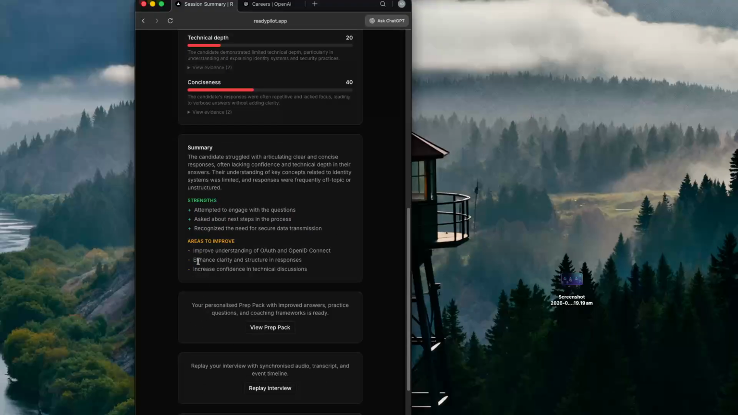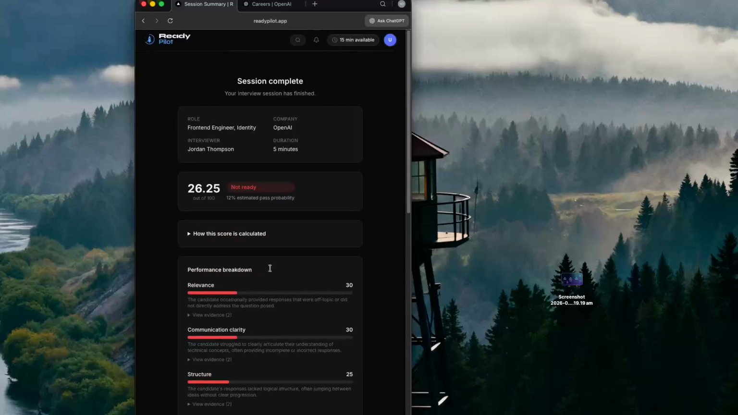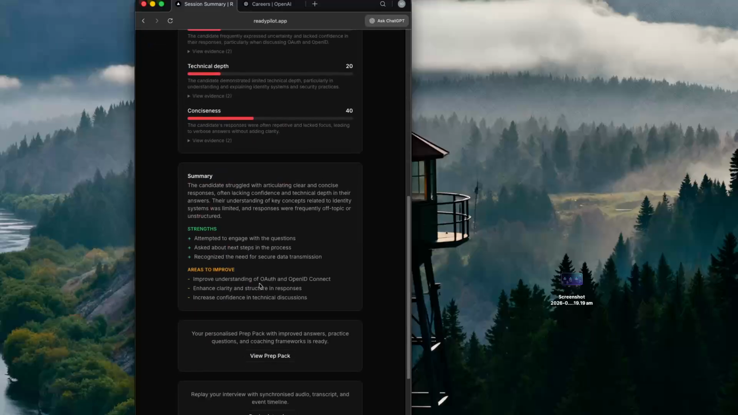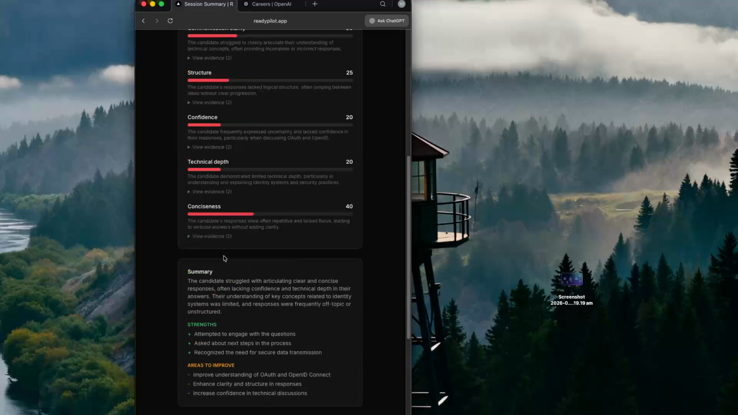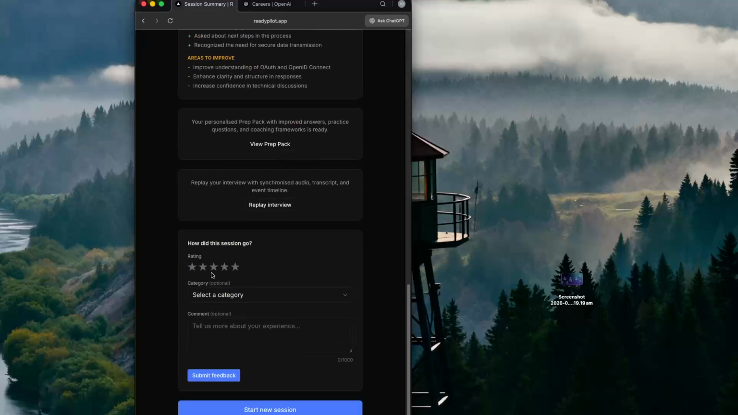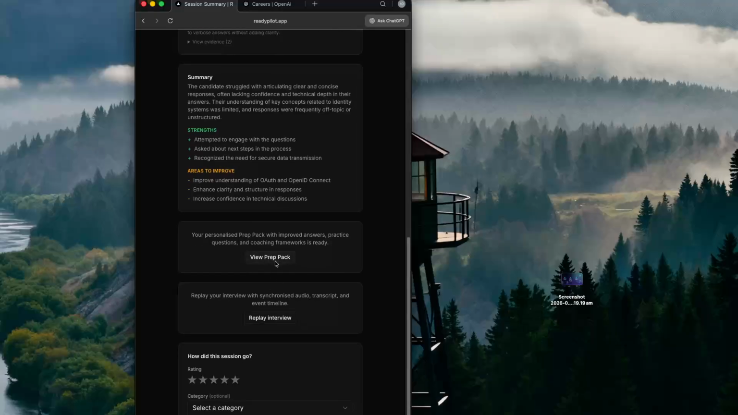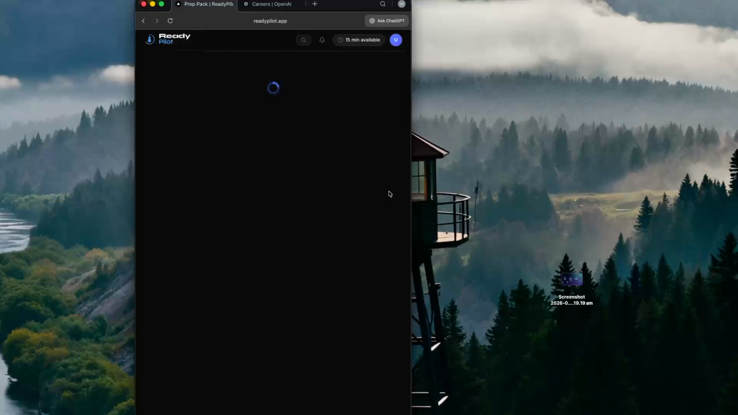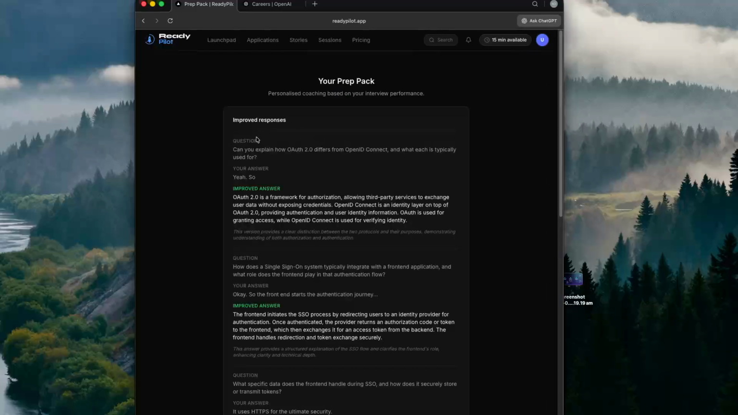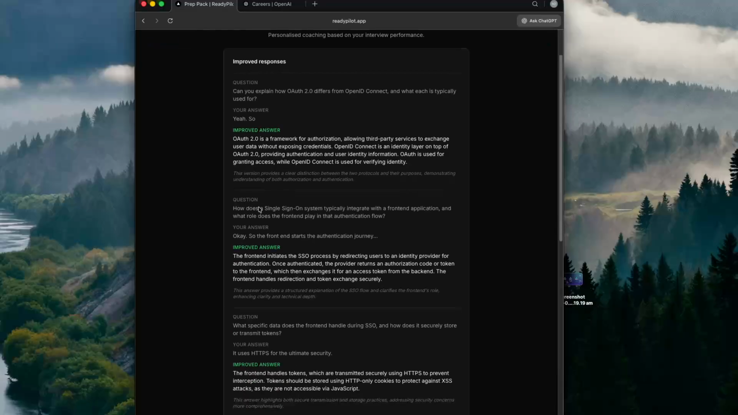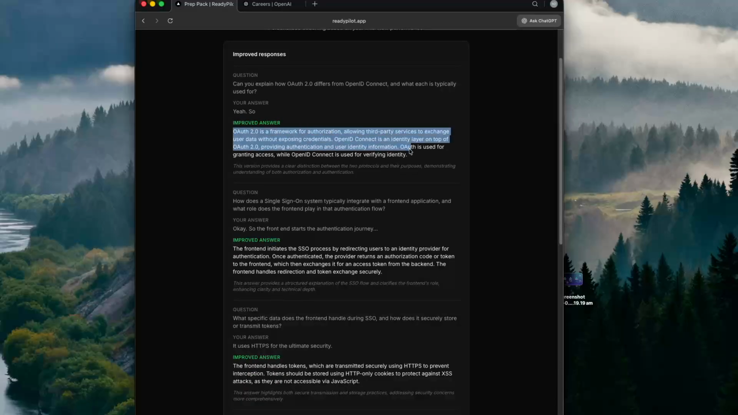So areas to improve. Yeah, obviously, I need to. If I was preparing for this interview with OpenAI, then obviously I need to, you know, thank God I'm not. This is just a test. I've got a prep pack. So my prep pack is the questions I was asked and what a good answer would be.